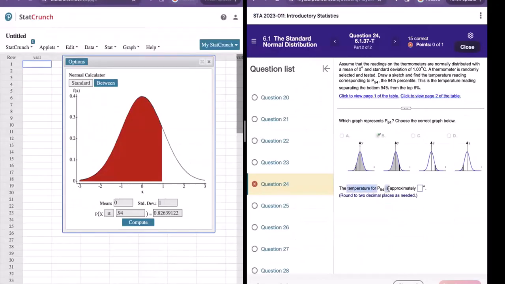I don't know how to find this. Assume that the thermometer readings are normally distributed with a mean and a standard deviation of 1. A thermometer is randomly selected and tested. Draw a sketch and find the temperature reading corresponding to P94, the 94th percentile. So 94th percentile means 0.94.